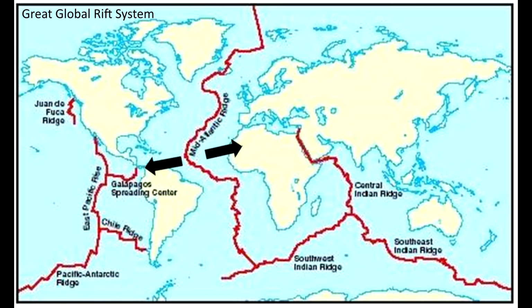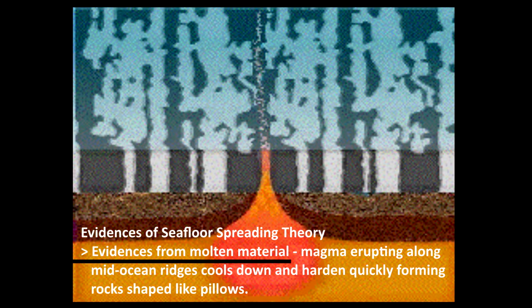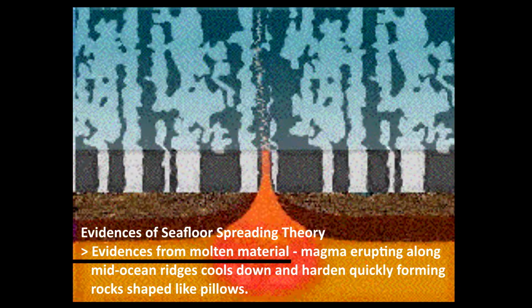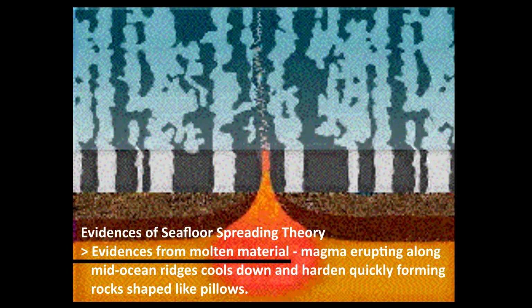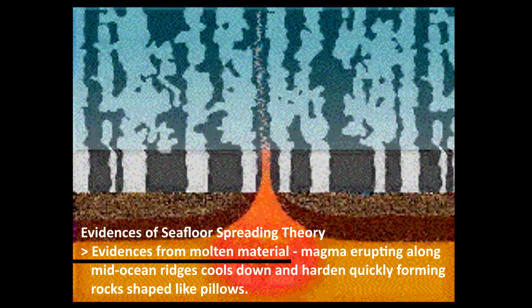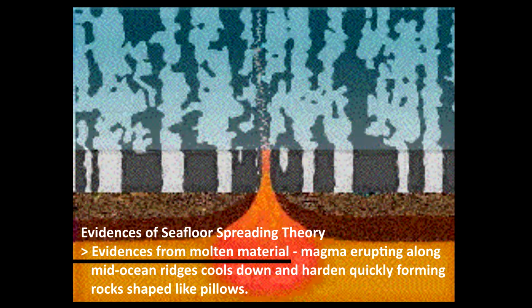Harry Hess proved Wegener's idea was right and clarified the mechanism that broke the once joined continents into the 7 continents we know today. The continents are attached to the plates so that when the plates move, it carries the continents with them. And this is the first evidence of the seafloor spreading. We call it the evidence from molten material. Magma erupting along mid-ocean ridges cools down and hardens quickly, forming rock shaped like pillows.